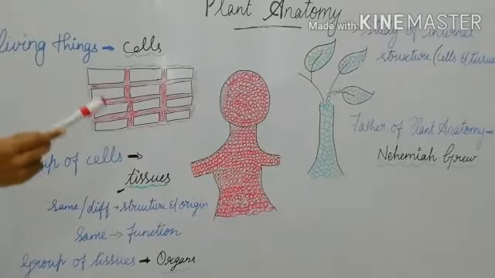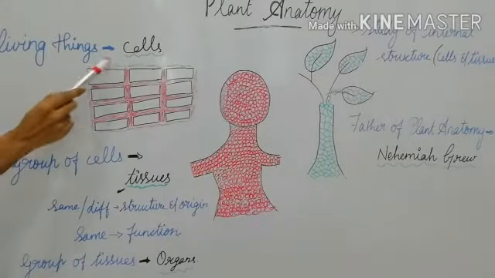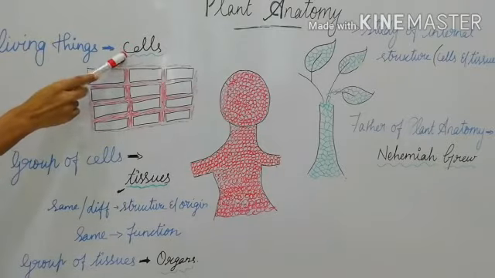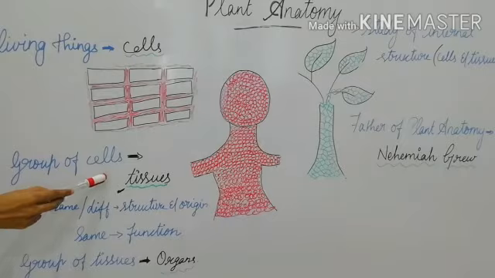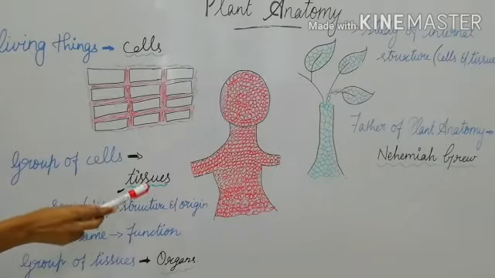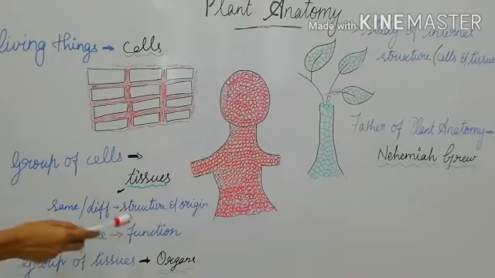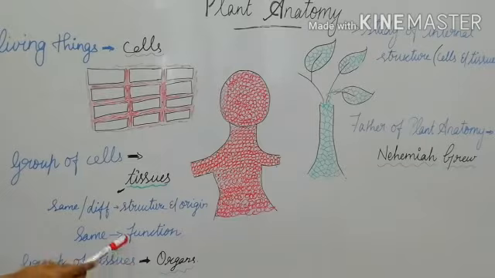Buildings are made up of bricks and all living things are made up of cells. That is, all plants and animals are made up of cells. And the cells are grouped together to form the tissues. These tissues may have the same or different structure and origin, but their function will always be the same. These tissues are grouped together to form the organ.